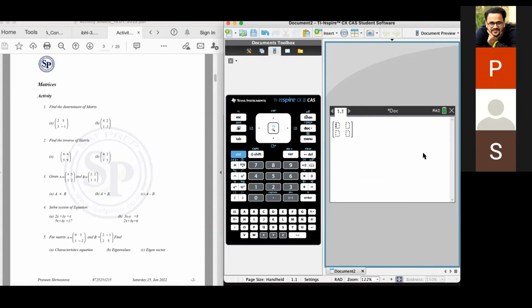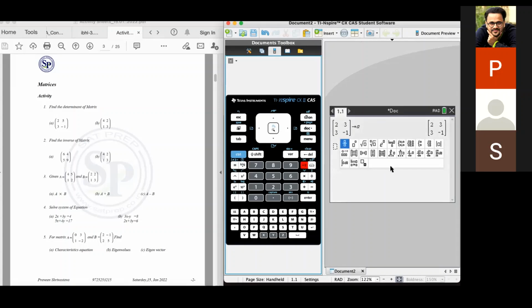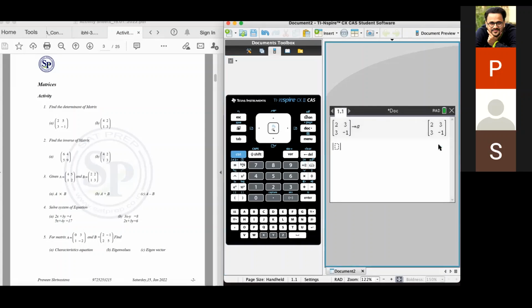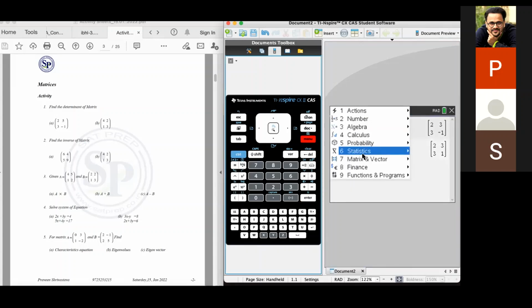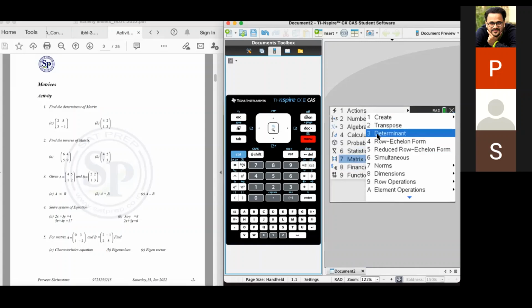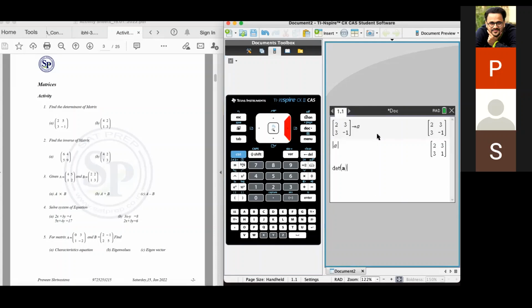Sorry, unexpectedly my calculator app got shut down. Now we will continue again. And now when we need to find the determinant, this way you can get it.